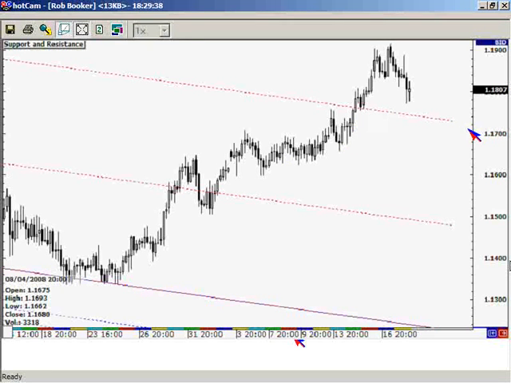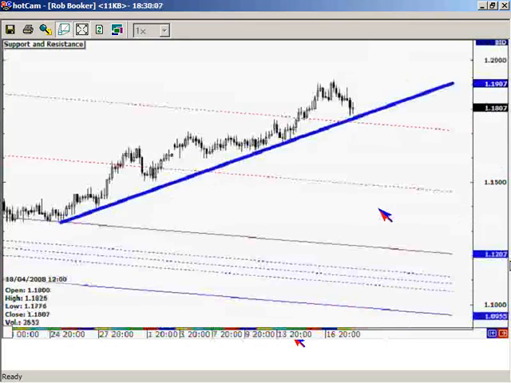Dave, is there an obvious area that this could fall to if it breaks that trend line? I think it'd fall back down to one of those red lines, the outside of the channel, or it could fall back to the top of the channel itself. Exactly.